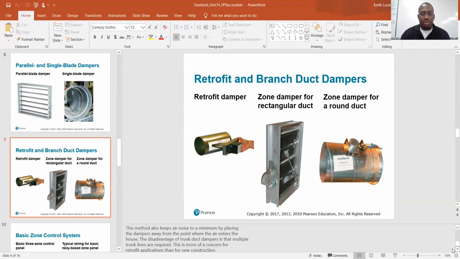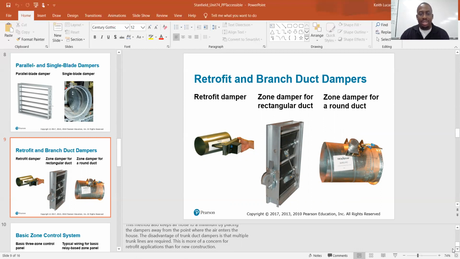This is more a concern for retrofit applications rather than new construction. So trunk dampers, that's cool, probably more so for commercial use when there are, let's say, multiple areas that will be controlled by just one area. But a lot of the time you'll run into trouble with that because, again, the trunk is the main, and then the branch ducts are the ones that branch off to each individual area.